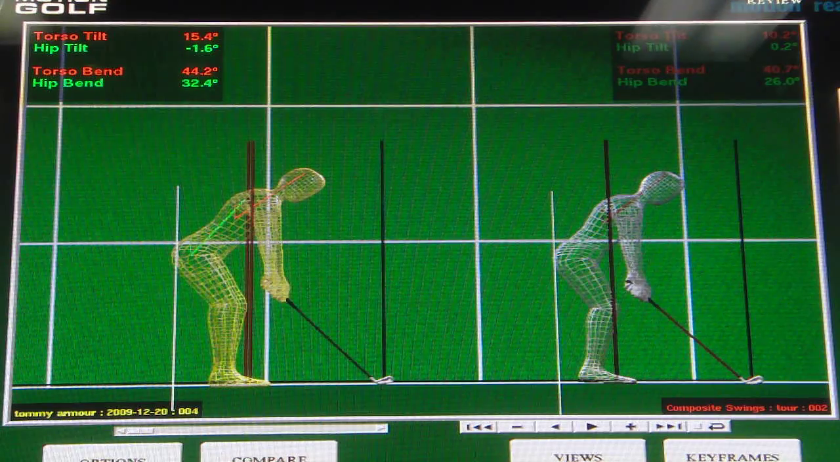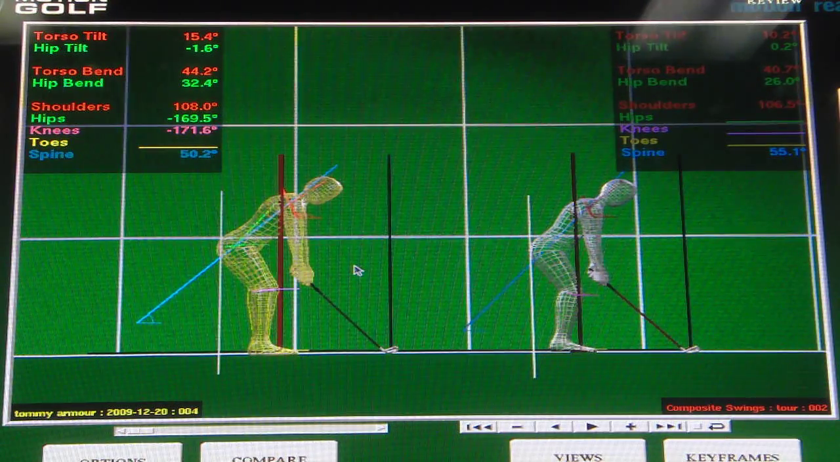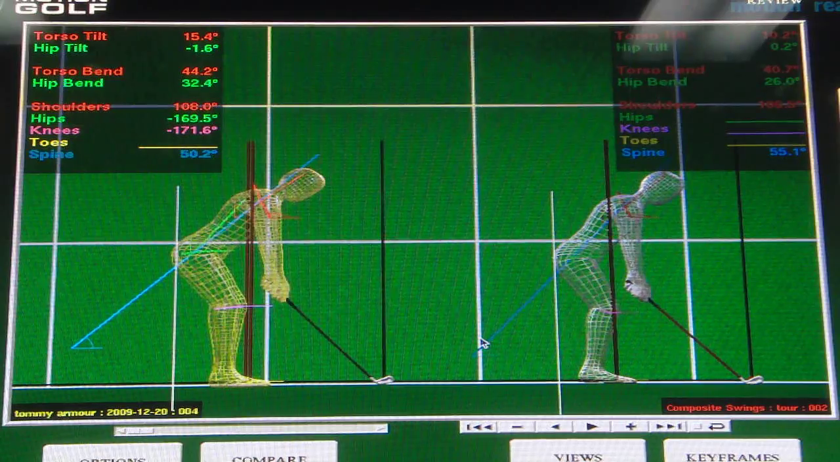When we pull up the spine angle from this position, you can see that the composite tour player is about 55 degrees with a 6-iron, and with Tommy it's about 50 degrees. So one of the things we want to make sure we do when we're working with our players is come up with averages and numbers of what is the ideal range as far as the spine, tilt and bend, hip tilt and bend, and torso tilt and bend.